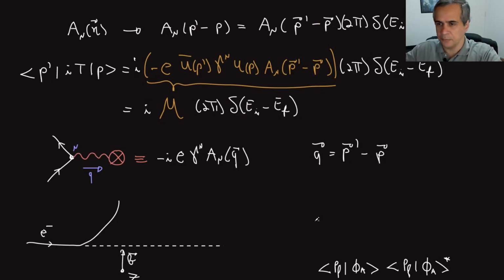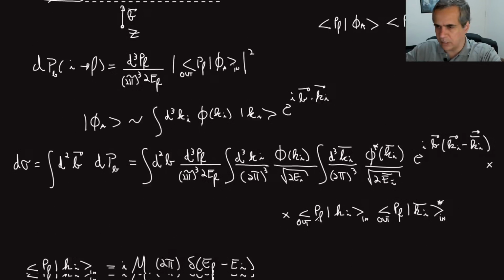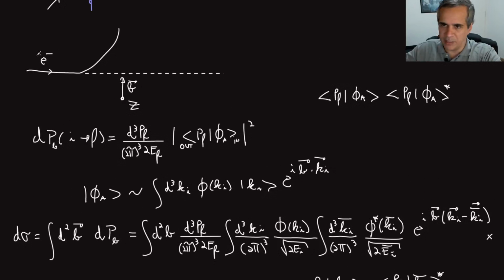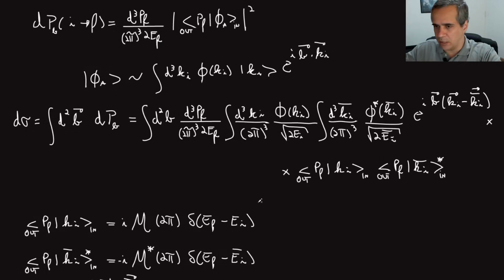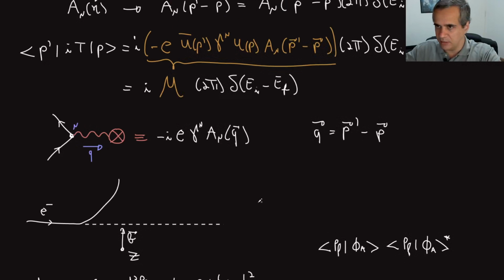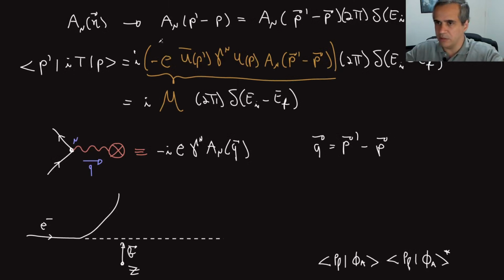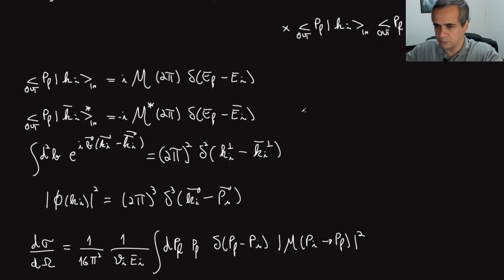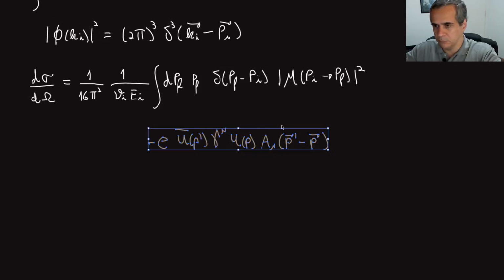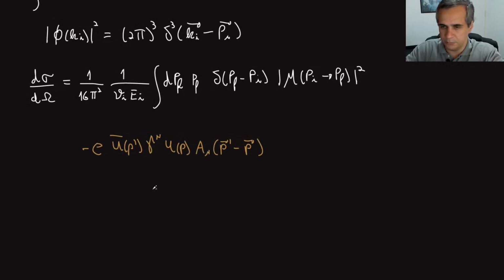So that's it. Now let's actually implement this idea. Now I'm specializing the scattering for an electron and a nucleus. So let me copy just the expression for the matrix element. This is what I want to calculate. Let me put it here.